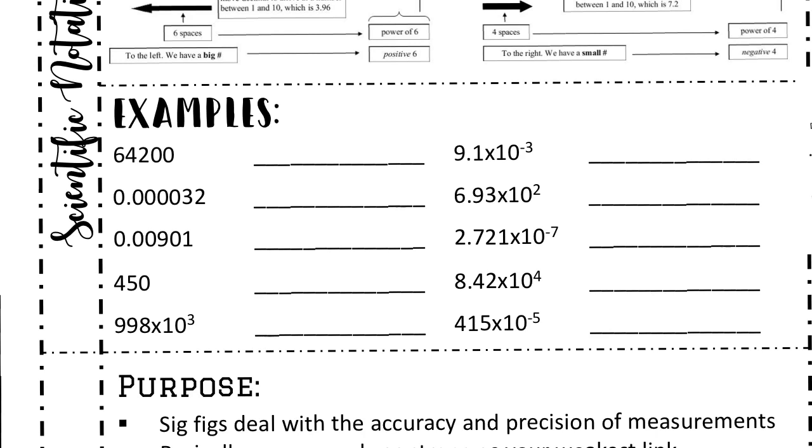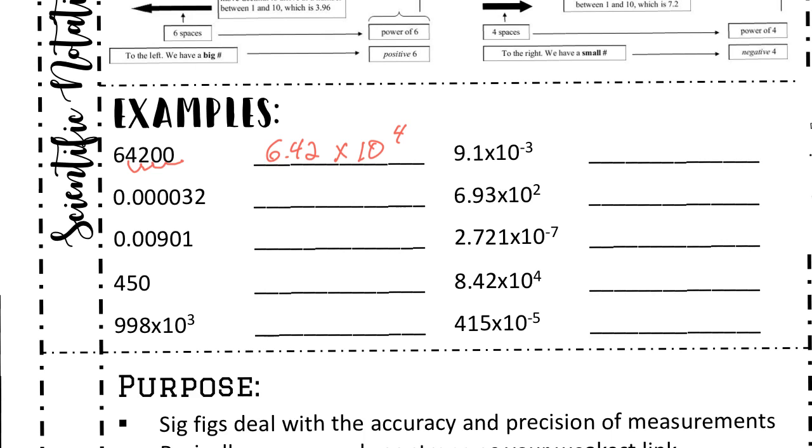We've got this number, 64200. Our decimal point is here, so I'd need to move it 1, 2, 3, 4. And this number would become 6.42. I'm going to leave the zeros off, times 10 to the 4th.